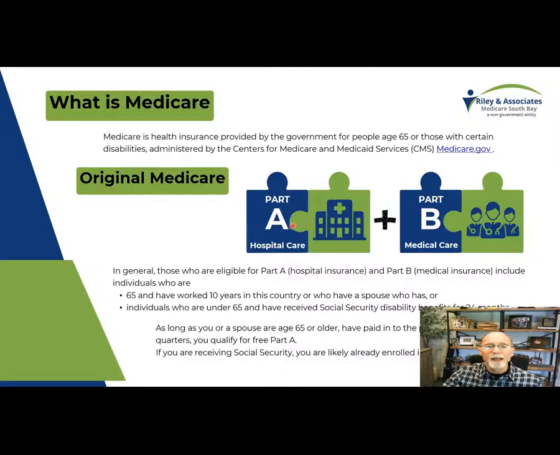Now, Part A is usually free for most people as long as you or a spouse has paid into the system for 10 years or 40 quarters. Part B, however, does come with a premium. It starts at $202.90 for 2026 and is adjusted up for those that are higher income earners. And we'll address that in a chart here in a couple of slides.